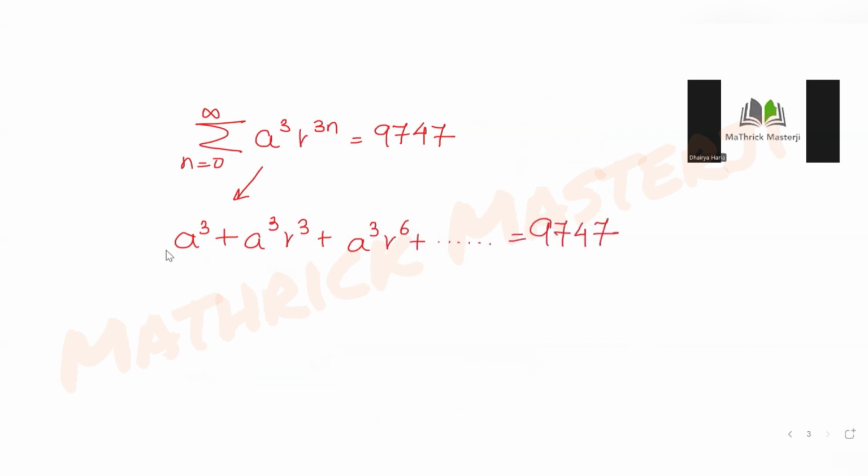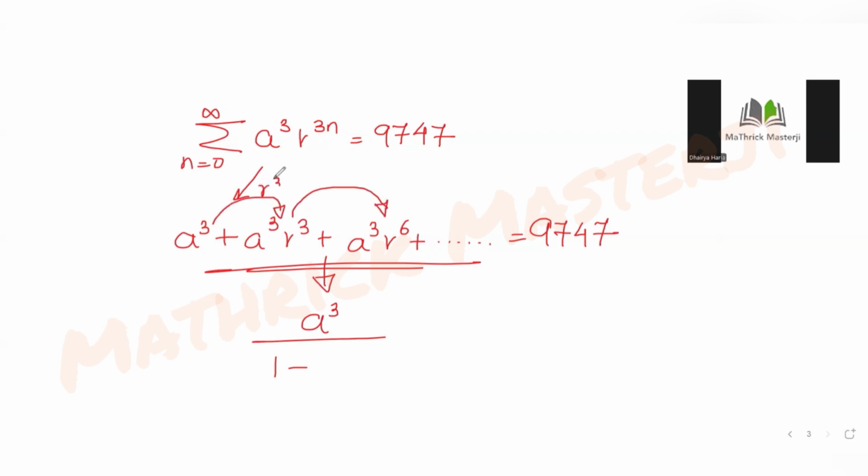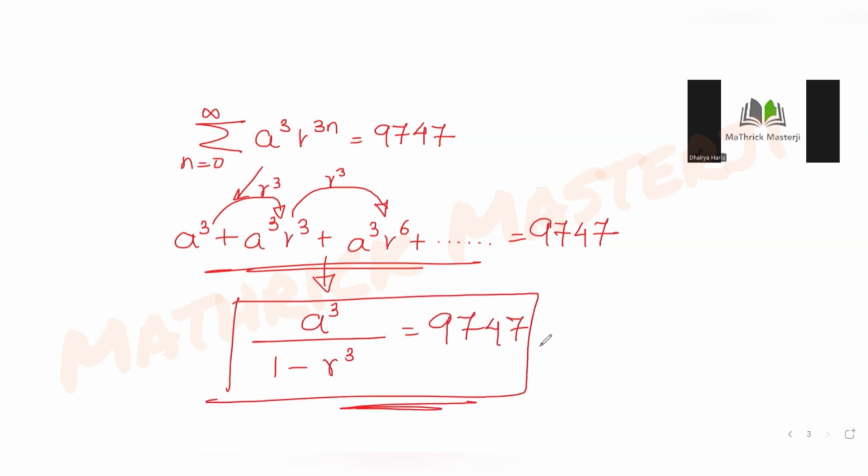Using the formula again, the sum of infinite terms of this geometric progression is given by a cube divided by 1 minus the common ratio. To get the next term, we are multiplying each term not by r but by r cube. So instead of r, you will have r cube, and that's equal to 9747. So I have both of my equations.